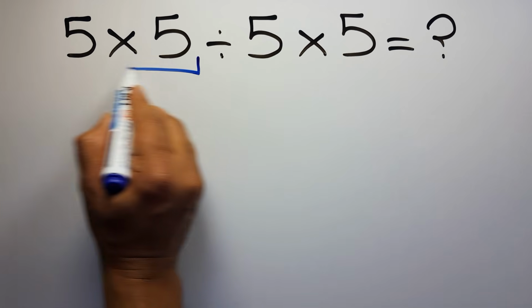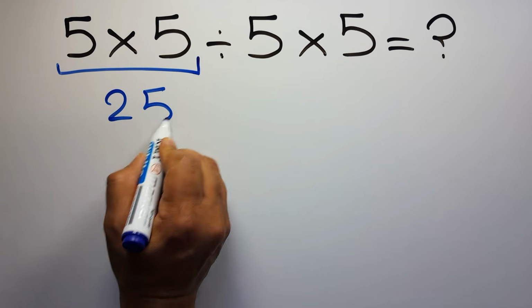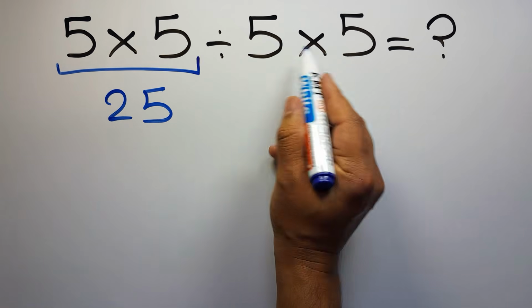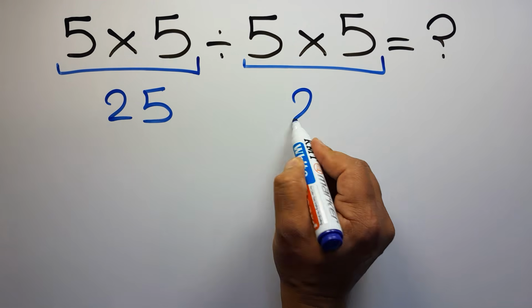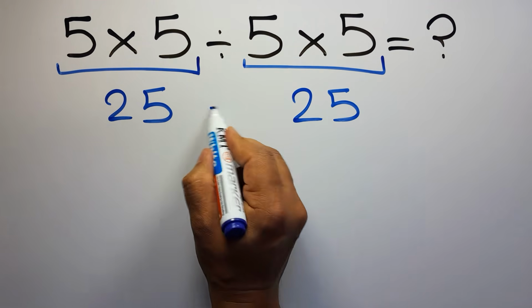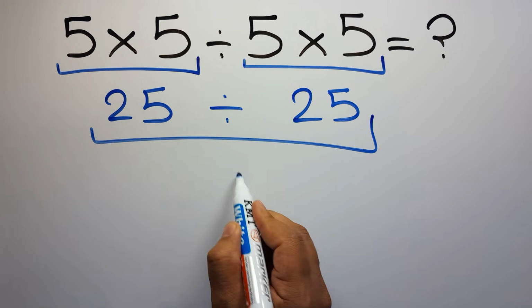5 times 5 gives us 25. And again here we have 5 times 5. So 25 divided by 25 is just 1.